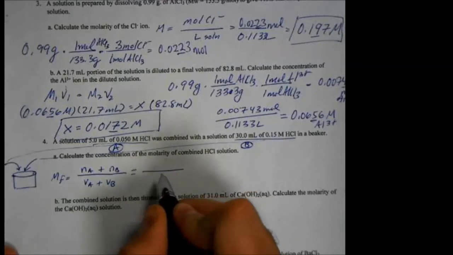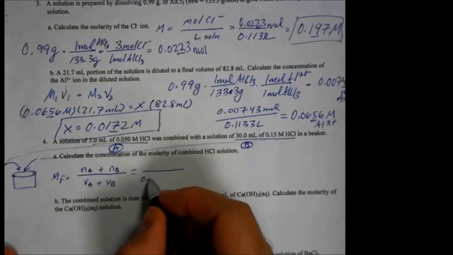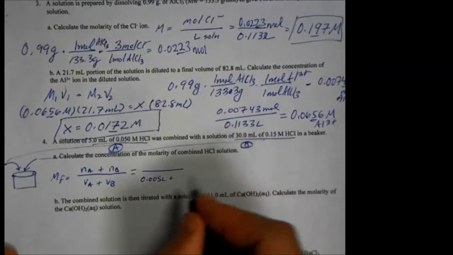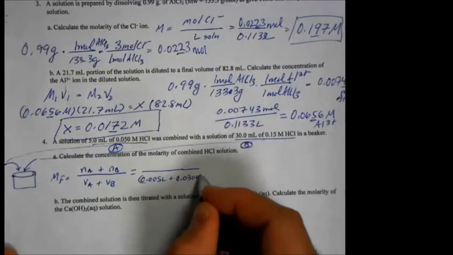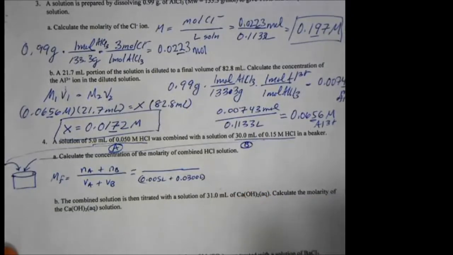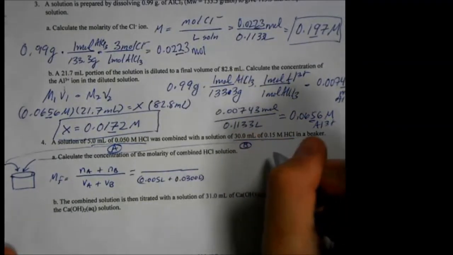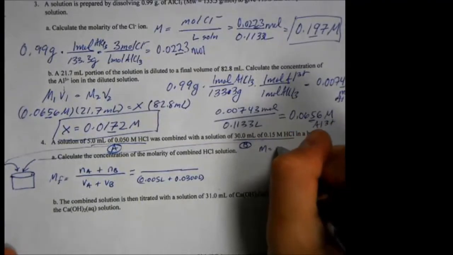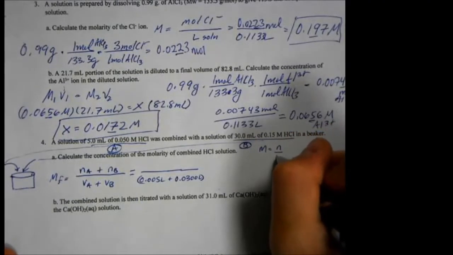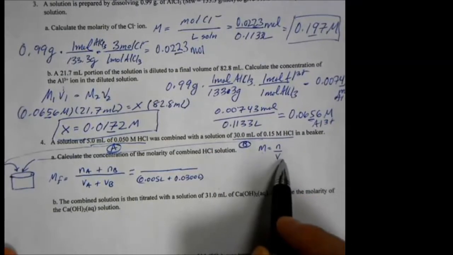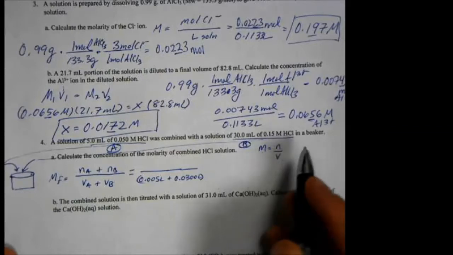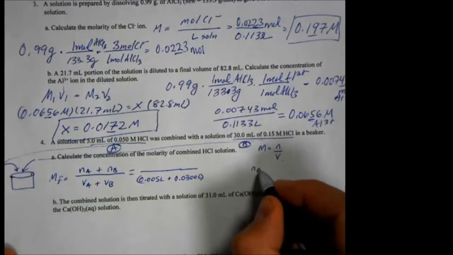So on the bottom, we can already fill this in. This is going to be 0.005 liters plus 0.0300 liters. So already we have the bottom. Now all we have to do is calculate the top. For the top, we just need to calculate the number of moles coming in from each. We know that molarity is equal to the number of moles divided by the volume. So in each case, if we take the molarity and multiply it by the volume, we can get the number of moles.